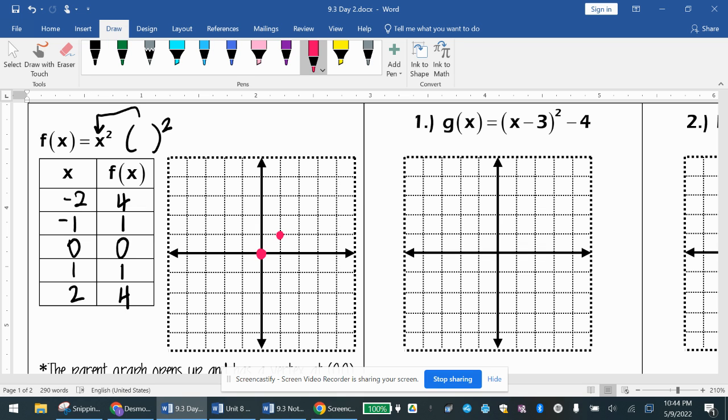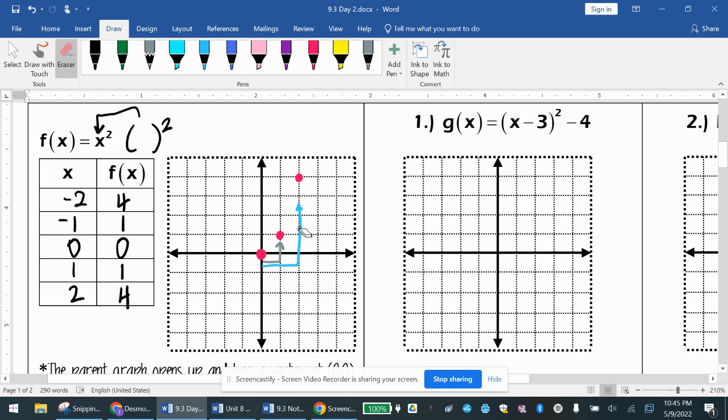So if I plot those points from the vertex, here's the pattern. This is what you guys need to know. It's right 1, up 1, and then the second time you go right 2, up 4, okay? From the vertex go right 1, up 1, go back to the vertex, then you're going to go right 2, up 4.